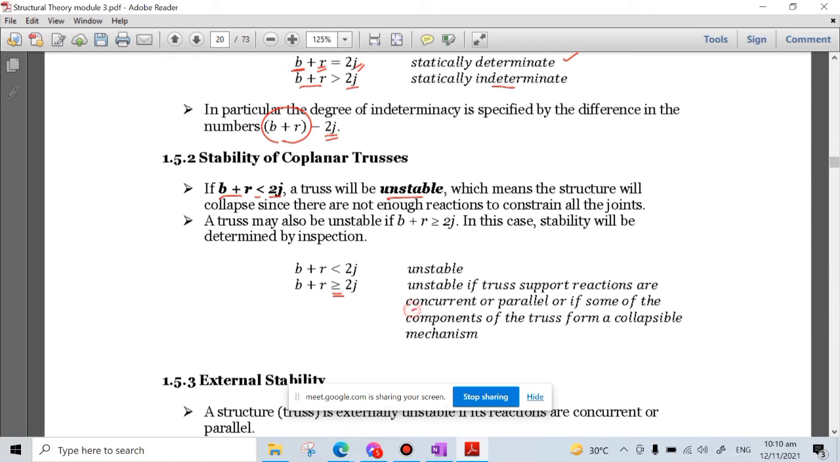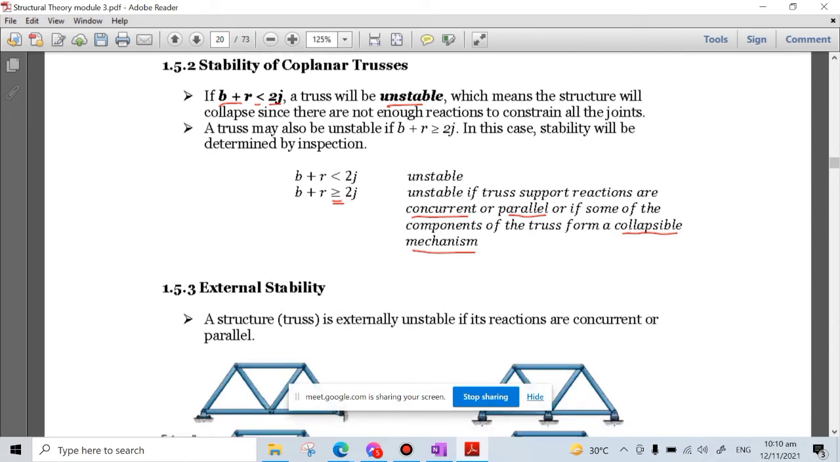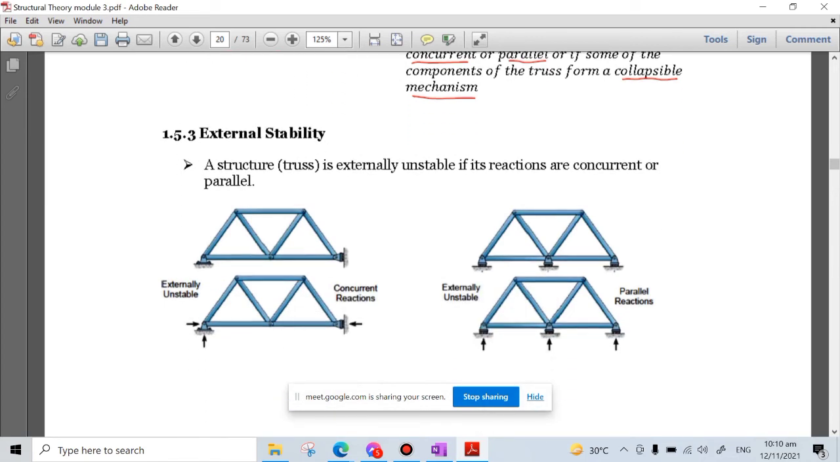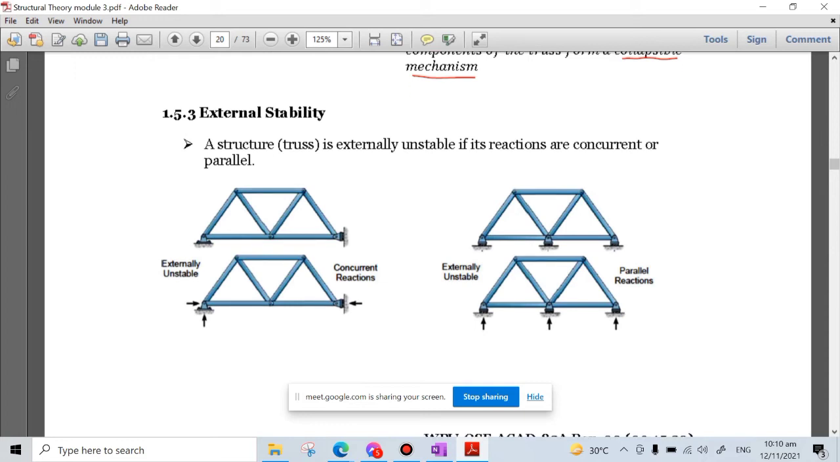If you have concurrent reaction, if you have parallel reaction, if there are components of the truss that form a collapsible mechanism, therefore, that would be considered as unstable pa rin. So, pag-uusapan naman natin yung external stability.